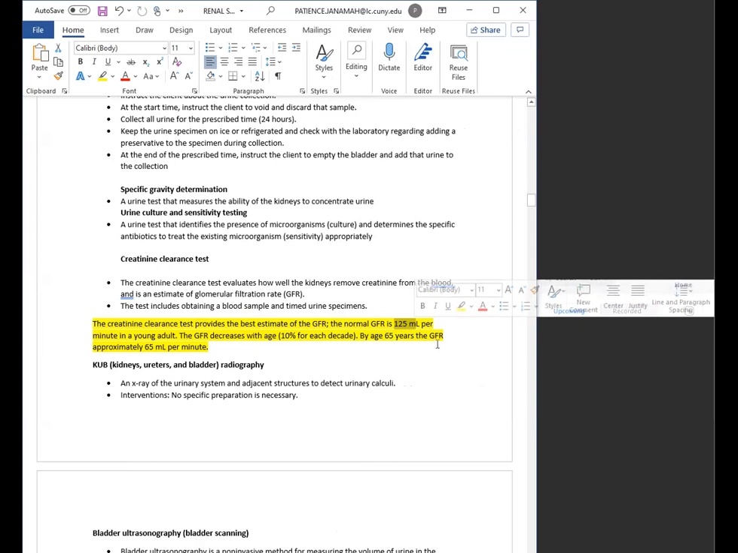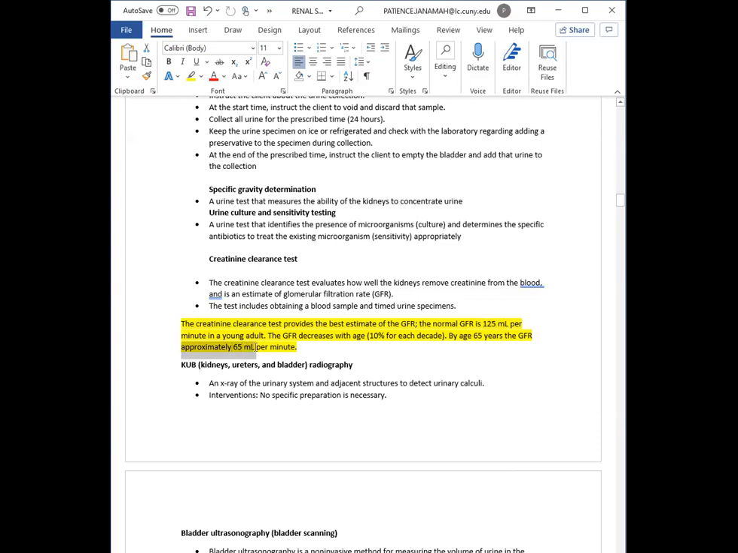By age 65 years, the glomerular filtration rate is approximately 65 cc per minute. That's reduced. So as you age, your glomerular function is reducing, just like your other body organs are reducing in function. Everybody starts reducing in function. So if you are a young adult, you have 125 cc every 1 minute. Your glomeruli are able to filter up to 125 cc from your blood to make urine.